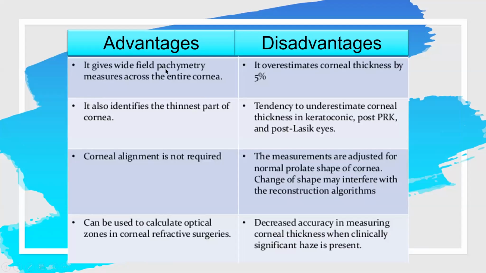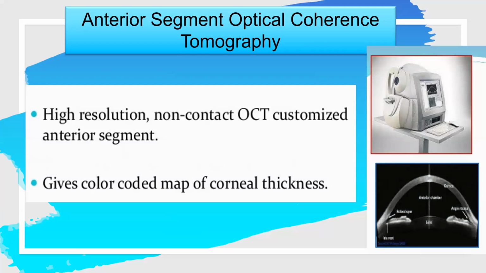So suppose you are going to plan lamellar keratoplasty in a patient, you want to know what the thickness is at different parts of the cornea. It gives you a very nice image of all the parts of the cornea. It also identifies the thinnest part of the cornea. So if you are planning a lamellar keratoplasty, you know in which part you need to be more careful while you are dissecting the cornea. But it slightly overestimates the thickness, but otherwise it is a good machine to assess corneal thickness and corneal topography also.